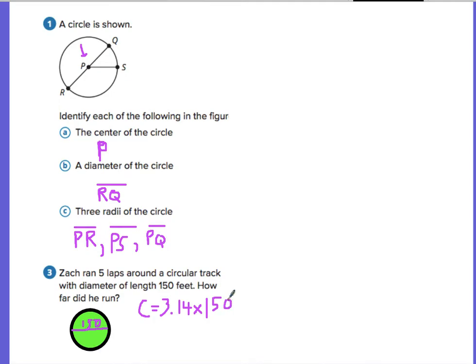So we're going to use our calculator to do that. And we get 471. Now that's the circumference. That's 1 lap around the circle. But he's got 5. So then I need to do 471 times 5 because this says he runs 5 laps. So I get 2,355. And let's look at our distance. It's in feet. So that's how far he ran doing 5 laps.